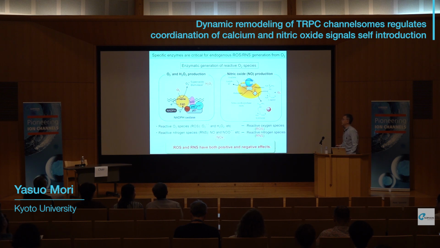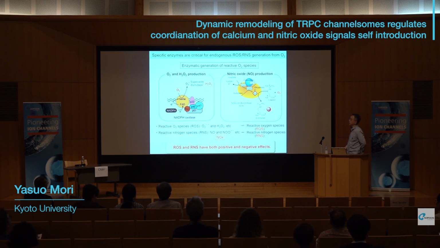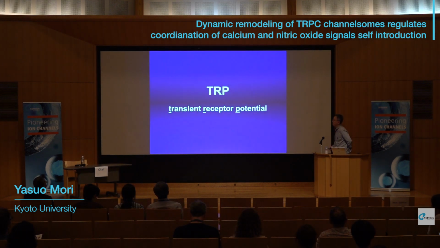But at the same time, molecular oxygen is a very important substrate for the production of reactive molecular species, such as reactive oxygen species and reactive nitrogen species, such as nitric oxide. As you know, nitric oxide is very important for vasodilation and also certain types of synaptic plasticity in the brain. And we have been very much interested in understanding what the physiological targets of these reactive molecular species are.